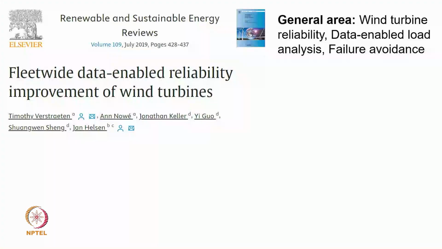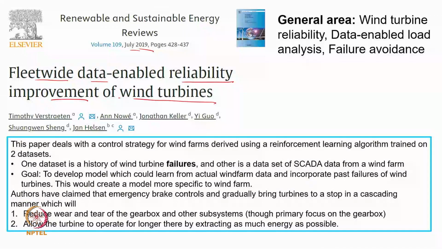I'm giving another example, a paper published in 2019: fleet-wide data-enabled reliability improvement of wind turbines. This is a very close match to what we are trying to do in this course. They said they developed a control strategy for wind farms. Of course, this is the reinforcement learning algorithm, which will be dealt with in a future lecture.